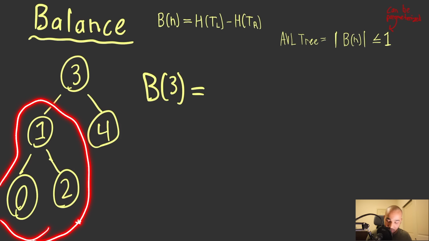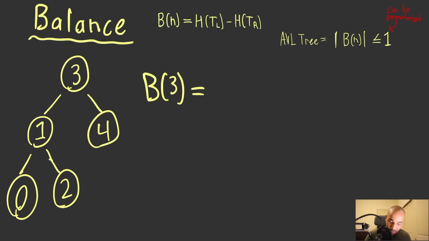So we see a single node at the root. That's a height of 0, as we defined before. And then we have a left subtree, which is just a single node. We have a right subtree, which is just a single node. Ultimately, the height of that left subtree becomes just 1.